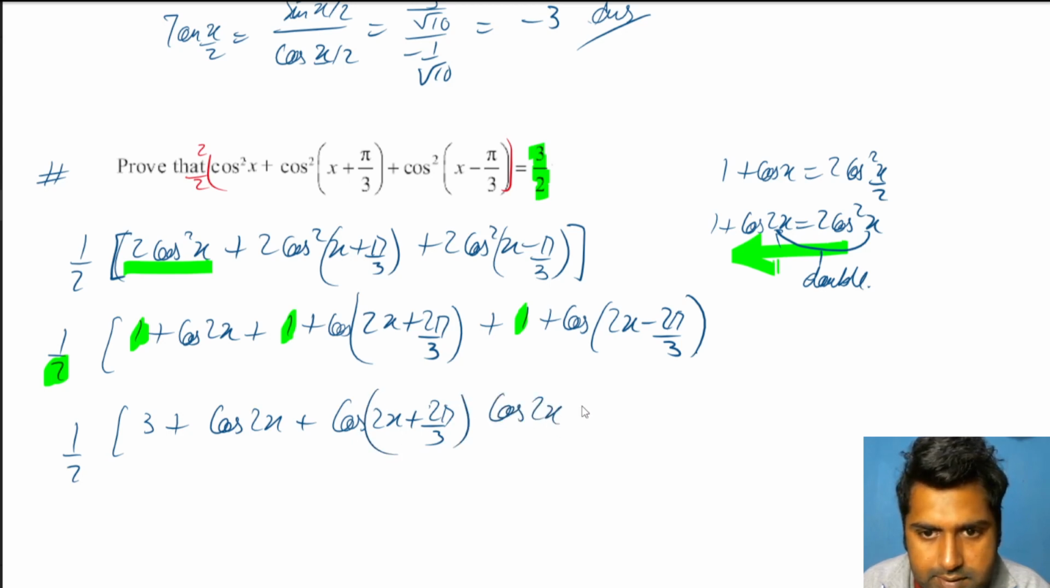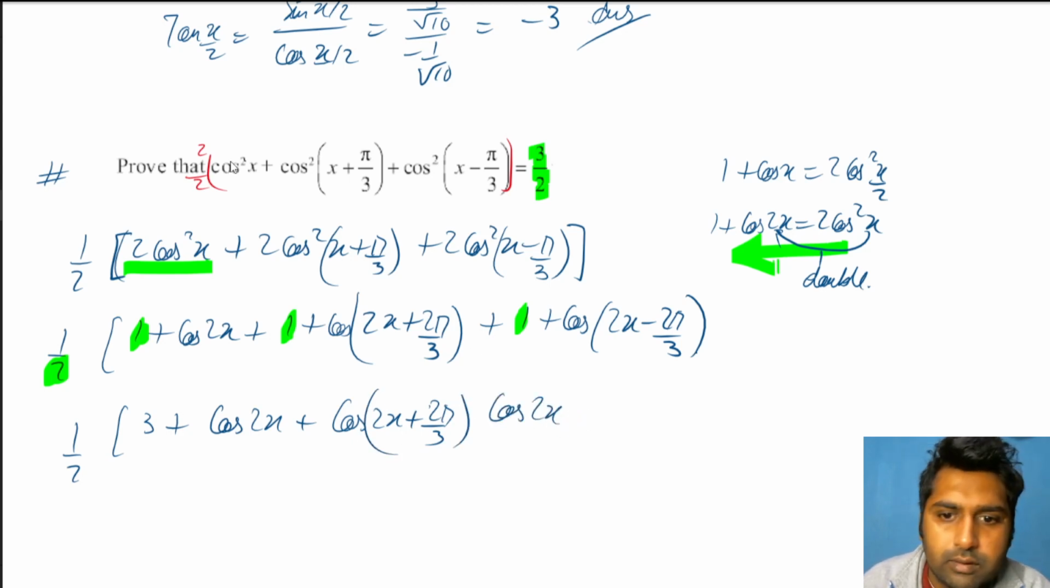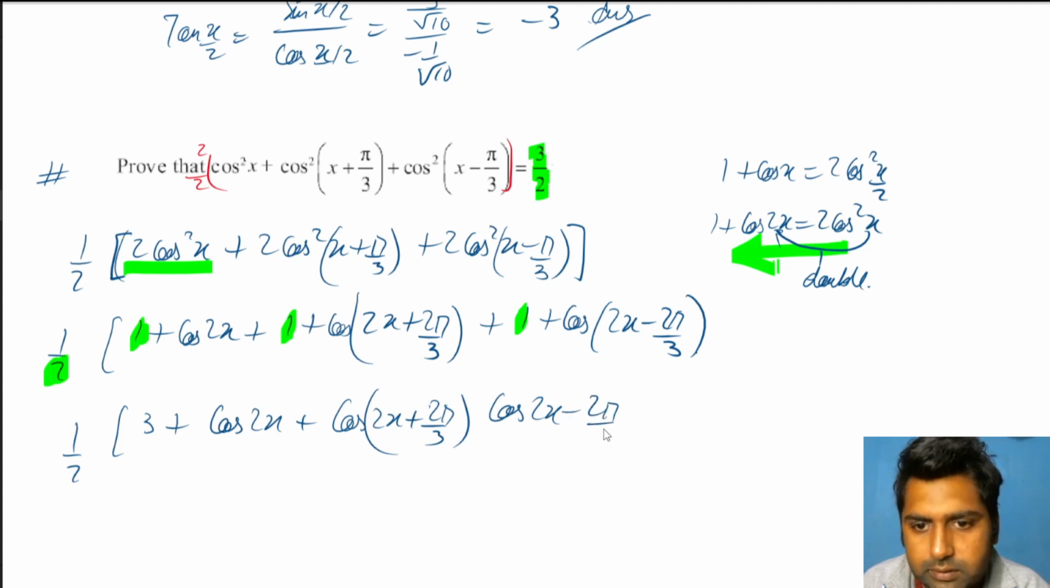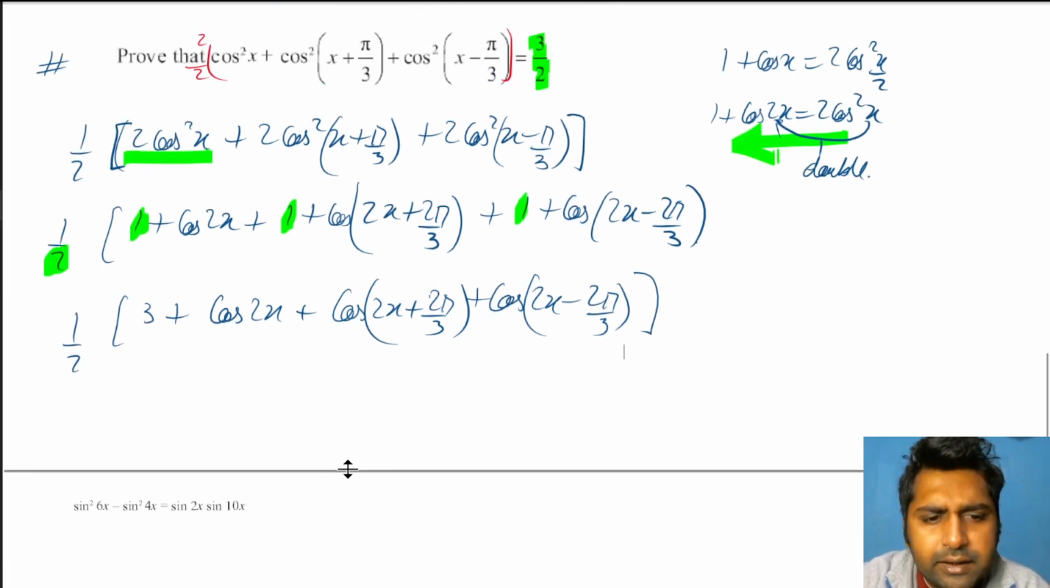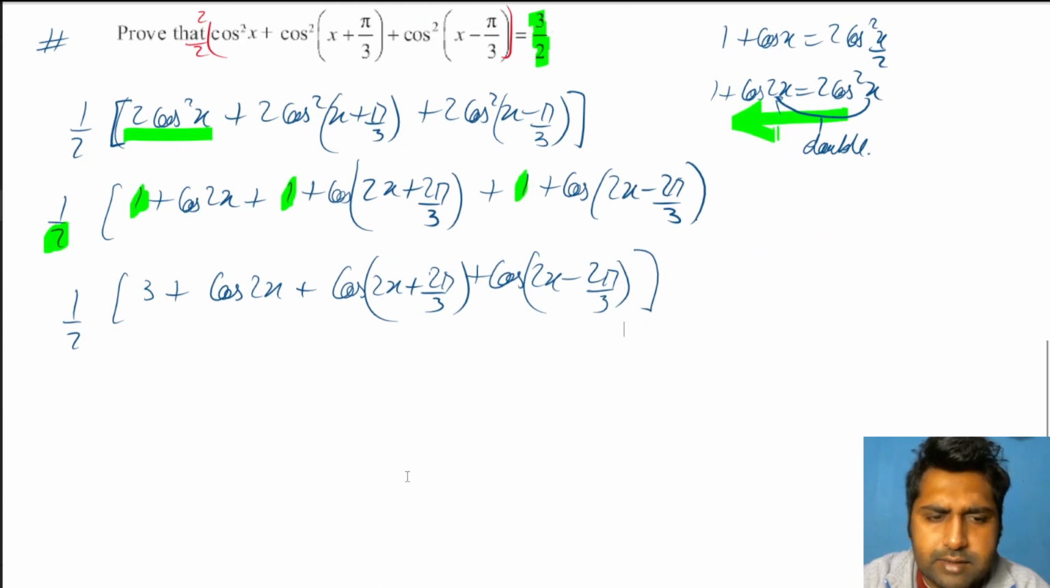Cos 2x, 2x minus 2 pi by 3. Okay. This is also plus. All right. Now, after getting to this step, since we have removed the squares and everything, you can pretty much guess this is cos something plus cos something. This is cos C plus cos D. We can directly apply it.